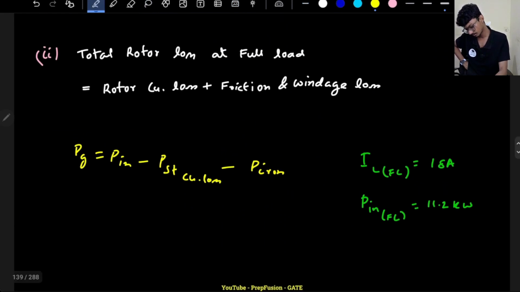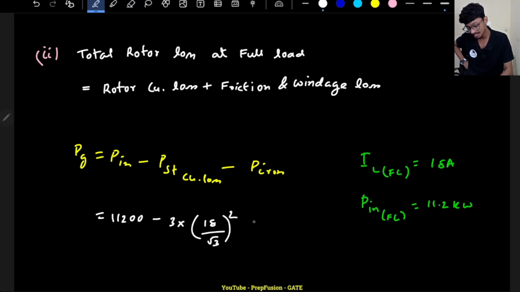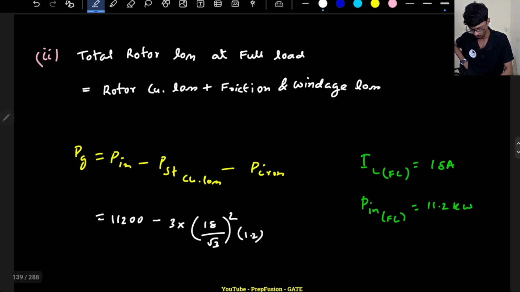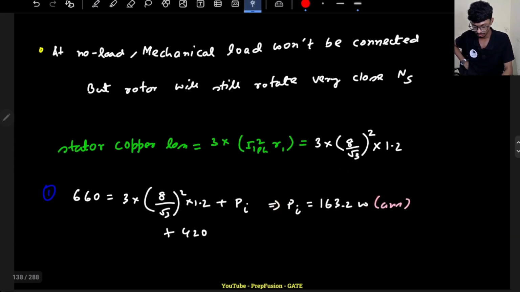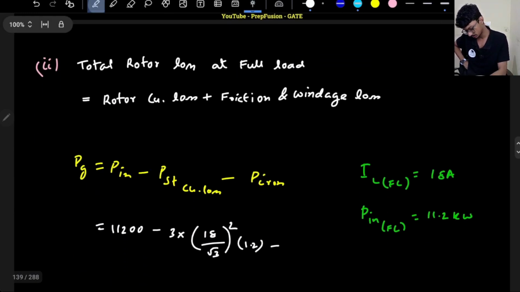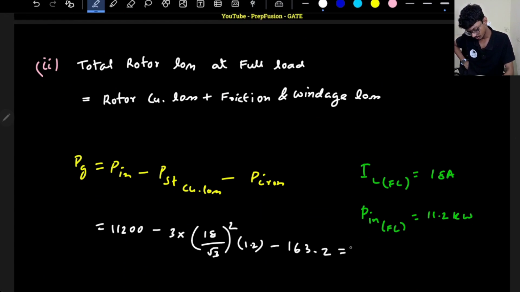So basically, input power I know, that is 11200 minus the stator copper loss. Line current is 18 amperes. What will be the stator copper loss? It is per phase, so I have to multiply by 3 first. 18 divided by root 3 will be the phase current, whole square into the stator resistance, that is 1.2, minus the iron losses. Iron losses I have just found out in the previous part, 163.2 watts.